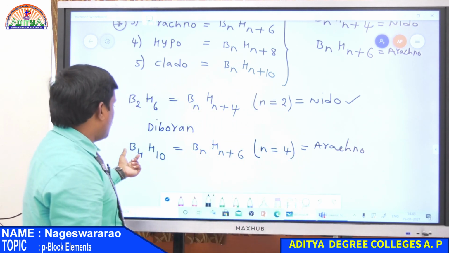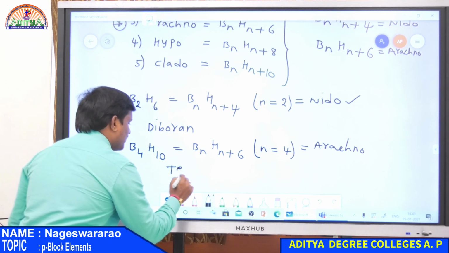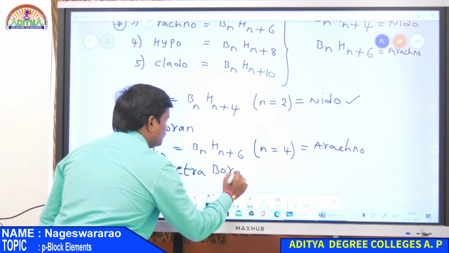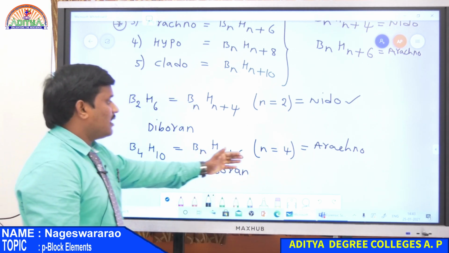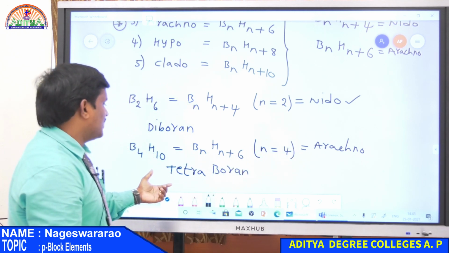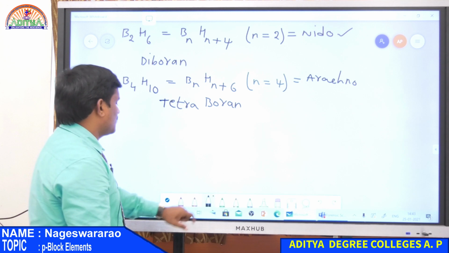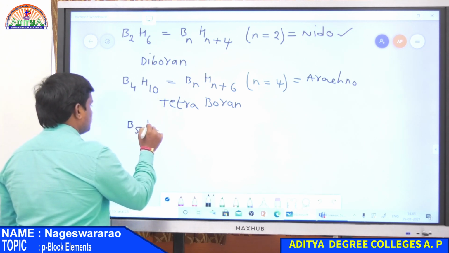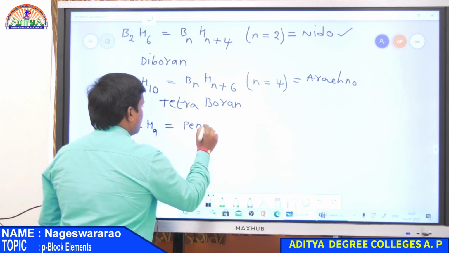And here boron, there are 4 boron atoms. That is why this is known as a tetraborane. Tetra means 4. So B4H10 is an arachnoborane and its name is tetraborane. Next example, B5H9. This is known as a pentaborane.